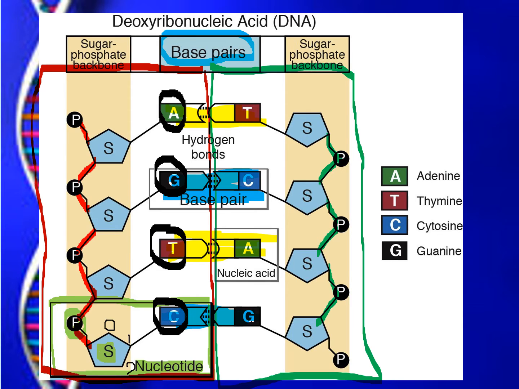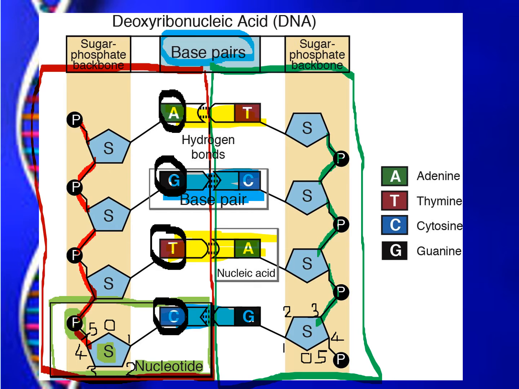Here is carbon number 2. Here is carbon number 3. Here is carbon number 4. And carbon number 5 is found outside of your ring at this little point here, which then attaches onto your phosphate group. And if we come to the green coded DNA strand, we can apply the same idea. Here we have our oxygen molecule, carbon number 1, carbon number 2, carbon number 3, carbon number 4, and carbon number 5.